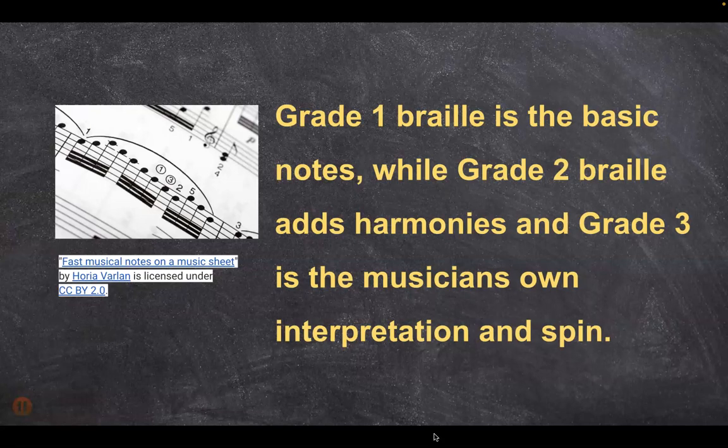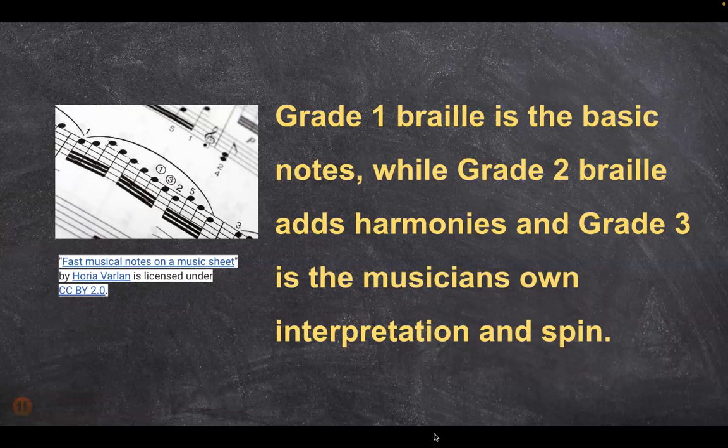Grade 2 Braille adds harmonies and melodies. Grade 2 Braille just consists of contractions. So it's a single character or groups of characters representing commonly used words, short words, or combinations of letters.